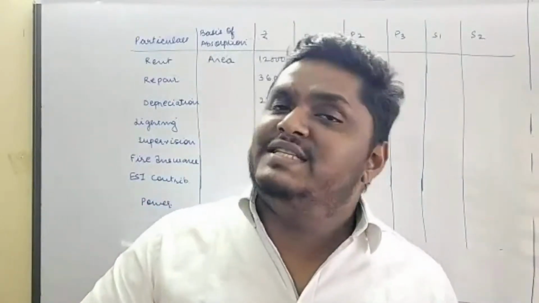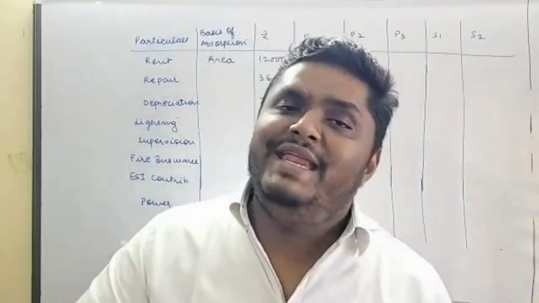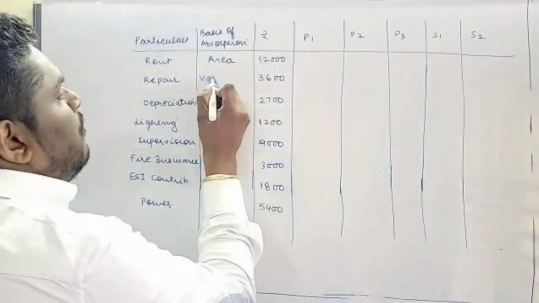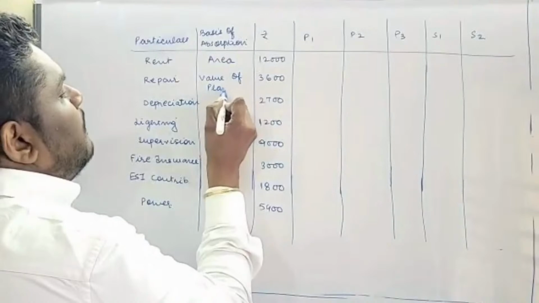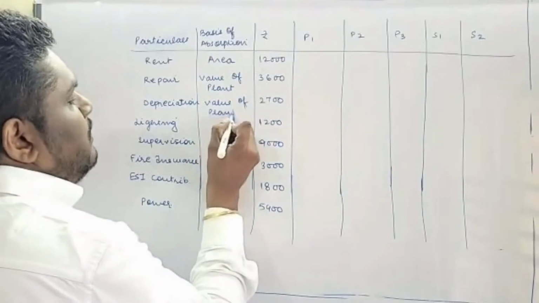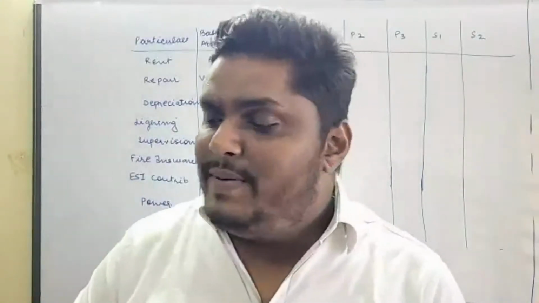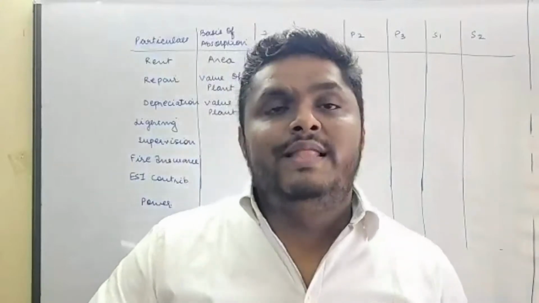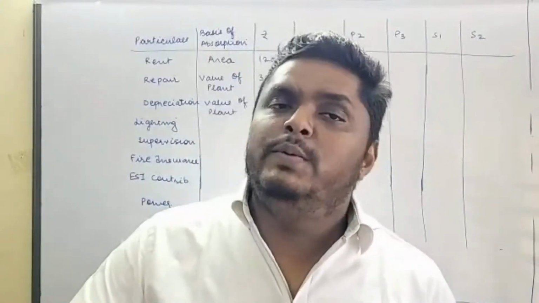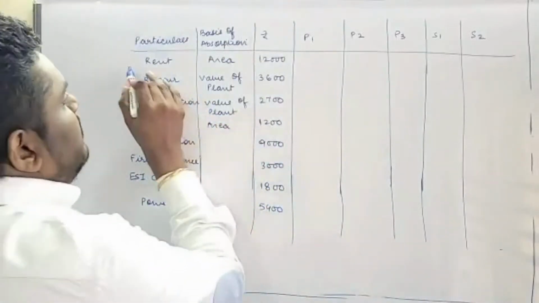So when talking about repairs, since machine hours are not given, we will assume that repairs are carried out on plant. So better the repairs should be apportioned on the basis of value of plant. Further, depreciation should always be apportioned on the basis of value of plant. When talking about lighting, if the light points are given, perfect. If not, then area is the best alternative to light points. Herein the light points are not given, so better distribute lighting on the basis of area in square feet.